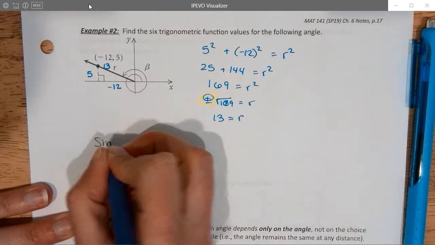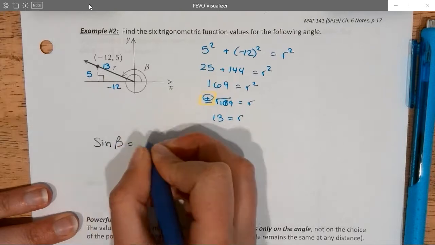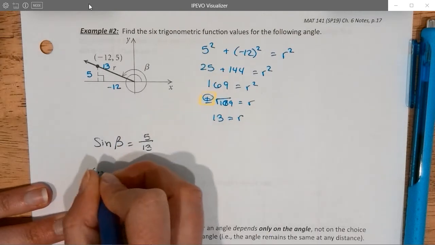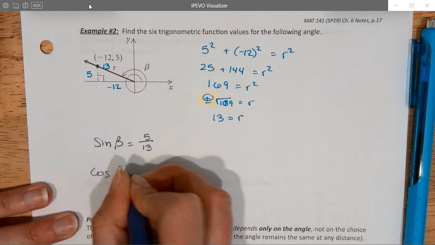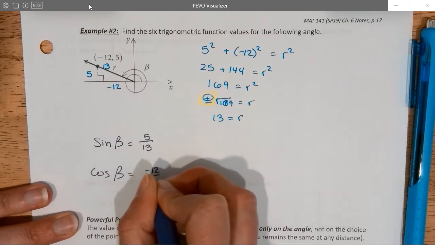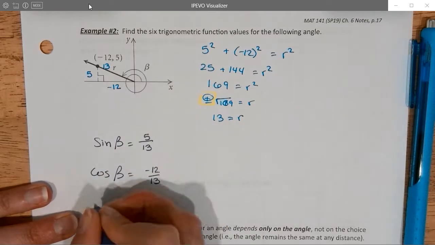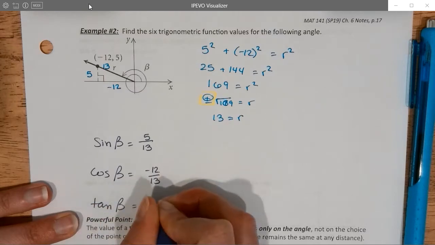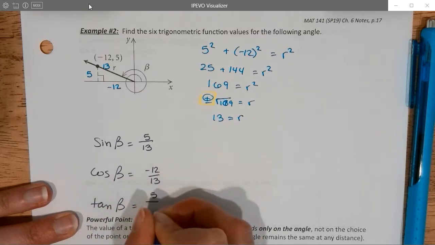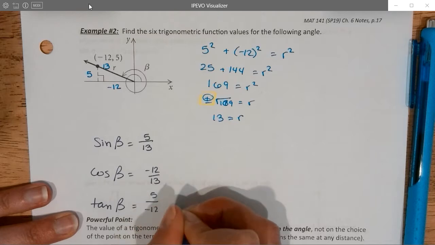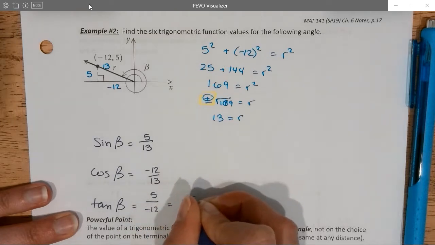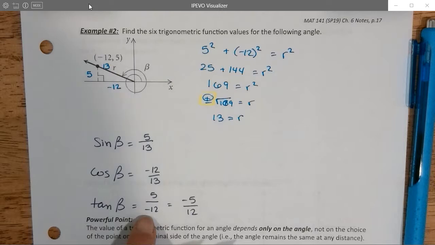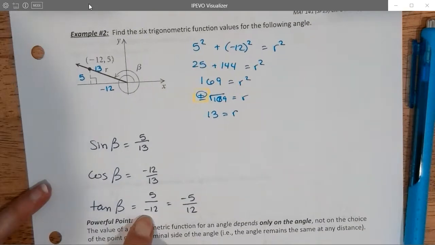So the sine of beta will be its opposite, 5, over its hypotenuse, 13. The cosine of beta is negative 12 over 13. It's adjacent over its hypotenuse. And the tangent of beta will be opposite 5 over adjacent negative 12. Just rewrite it. Don't put a negative in the denominator. So it's negative 5/12. It doesn't matter which number is negative. A fraction is not considered simplified with a negative in the denominator.